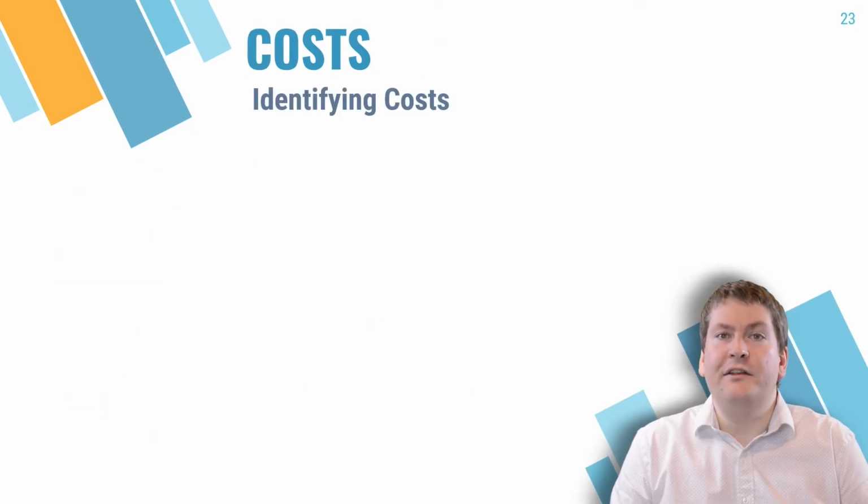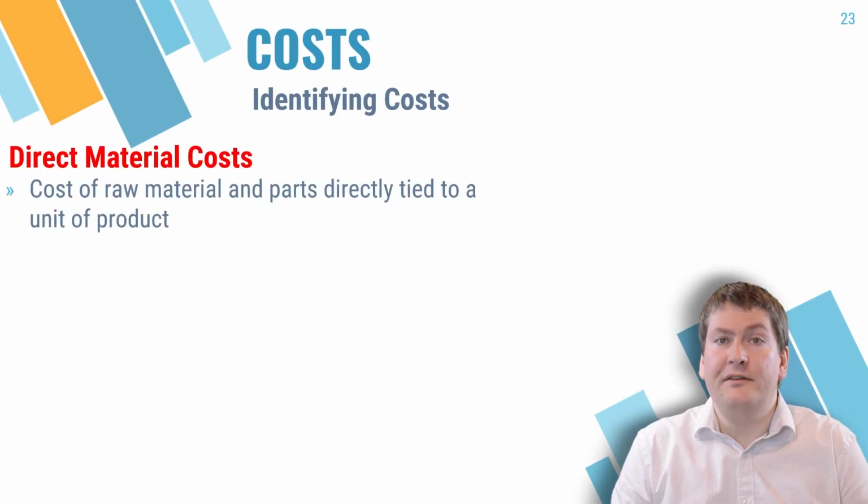We can divide costs into a number of different categories. The first is direct material costs. These are costs of the raw materials or parts that go directly into producing your product, that can be tied directly to a single unit of the product.